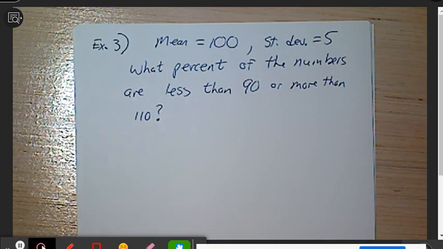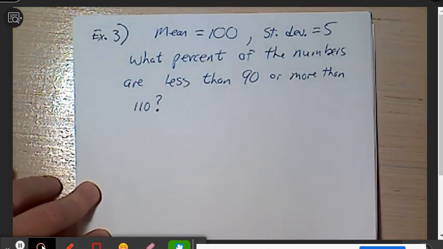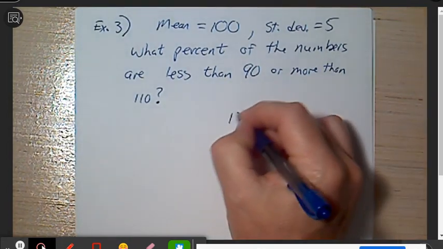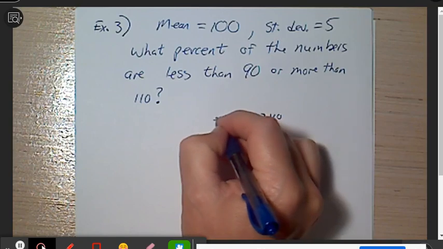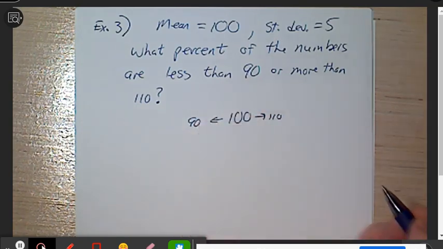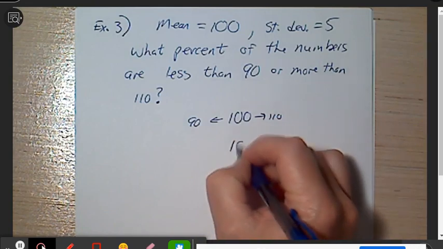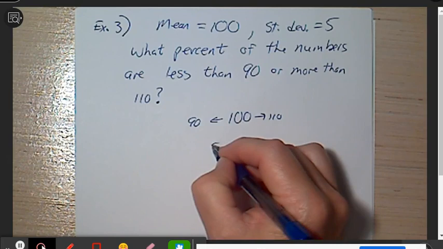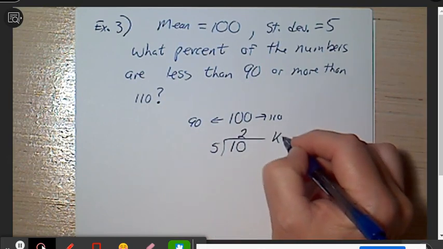Okay, so the initial setup of it is pretty much the same thing, that you have the mean of 100. We're looking at either 110 or we're looking at 90. So we're going 10 in either direction. Standard deviation is 5, so we're going to take the 5 divided into 10. So that's going to give us that the k value would equal 2.